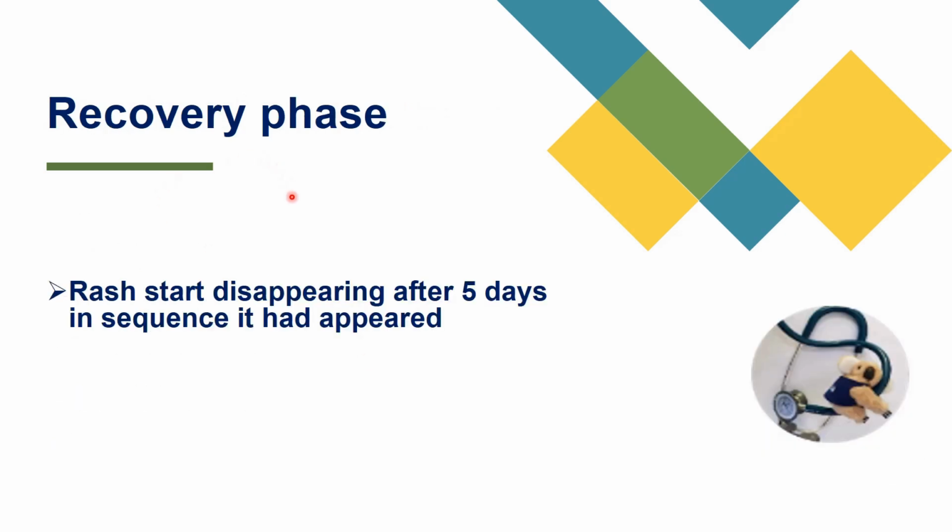Then the last phase is the recovery phase. Here the patient starts improving and the rash disappears after 5 days, in the sequence in which it had appeared. Gradually behind the ear it will disappear, then forehead, then face, then neck, then body, trunk, and then the extremities. That way the rash will disappear and then the general well-being of the patient will also improve.